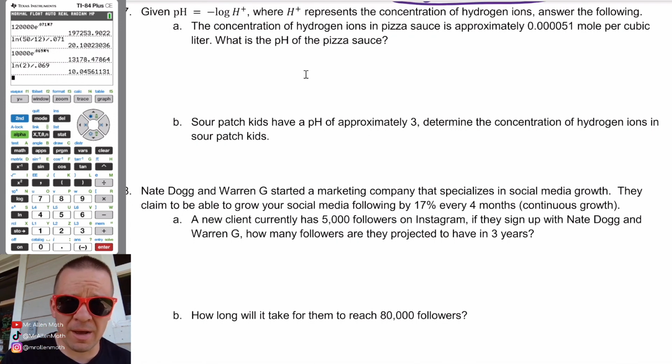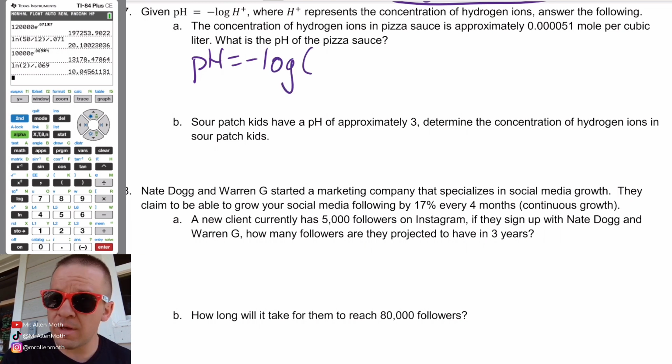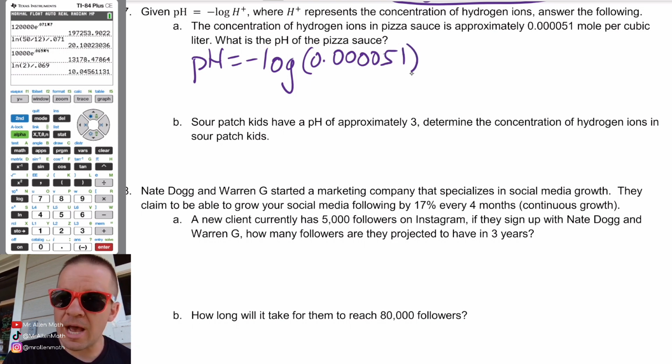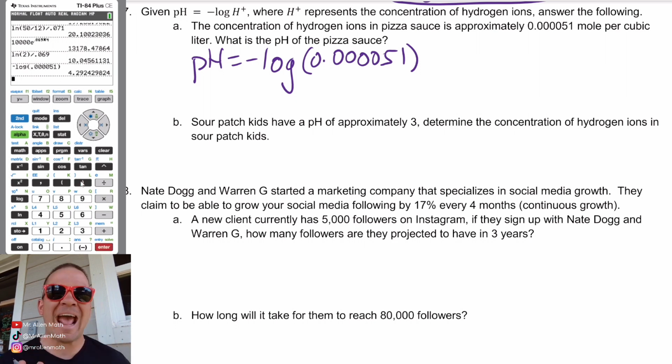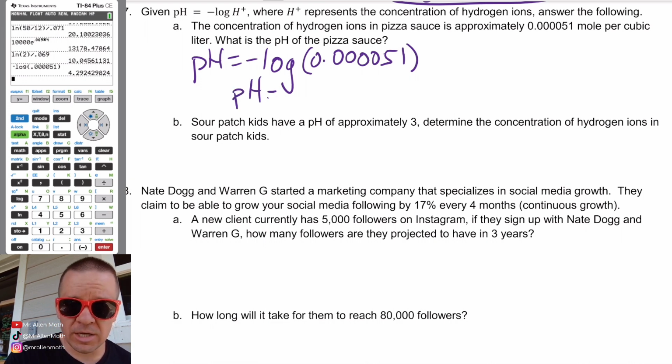So let's go ahead and set this one up. We got pH this time. pH equals negative log base 10 of the hydrogen ions in the pizza sauce, so we're just going to plug that in: 0.000051, and that's it. We don't even have to solve for anything. So I'm just going to hit negative, and then I can hit the actual log button this time. Rarely do we get to do that. Then 0.000051, and I'll close those parentheses. It doesn't matter if you do or not, but out of good habit. We have 4.29. So pH is 4.29. Beautiful.